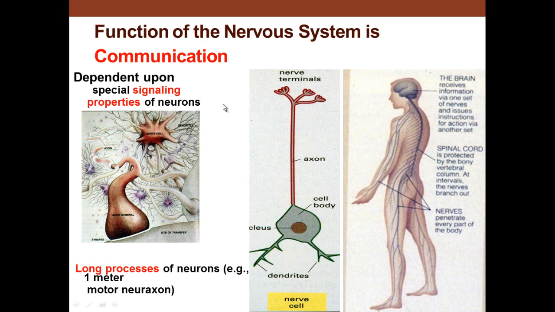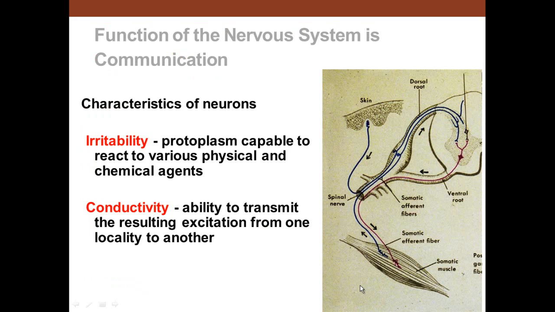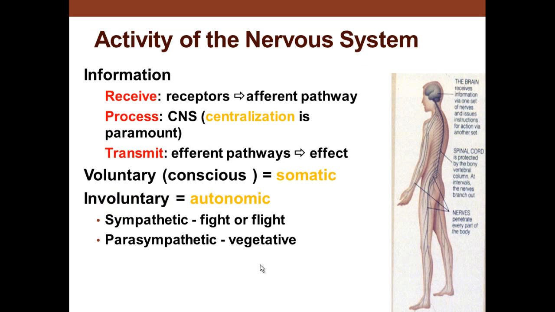Now, the function of the nervous system is communication, and it depends upon special signaling properties of the neurons. And also it depends upon the long processes, some of which may be a meter. They reach from the spinal cord to your big toe, for example. Now, characteristics of neurons: one is they're irritable. The protoplasm can react to various physical and chemical agents, so they're irritable. Also, they have connectivity. That is, they can conduct from one location to another to bring sensory information in or motor information out from the central nervous system to the muscle.